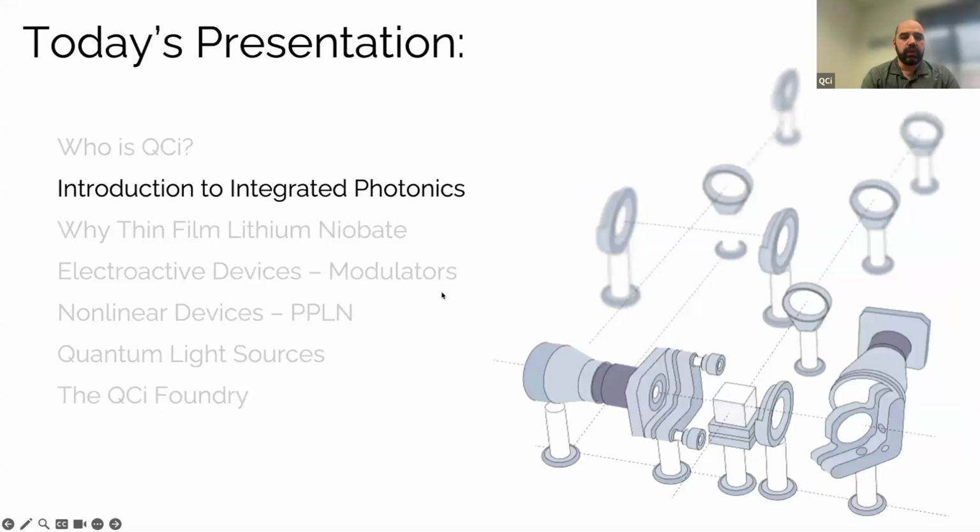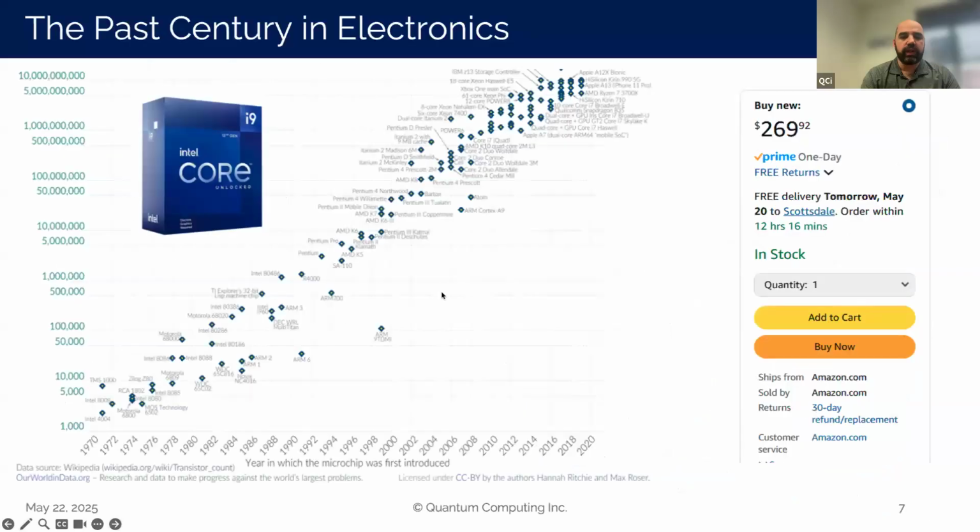So why are we interested in this field of integrated photonics, and what is it that we're doing that's exciting and new? And one way to understand this is to look at what happened in the past 50 years with Moore's law. This, I think, is a chart that's quite familiar to most people in this audience.